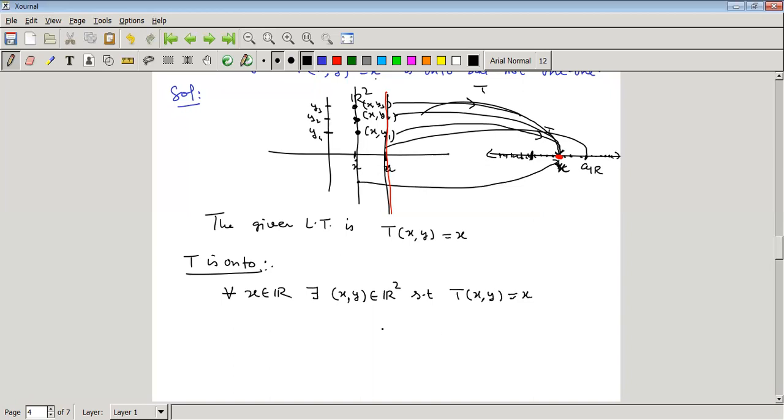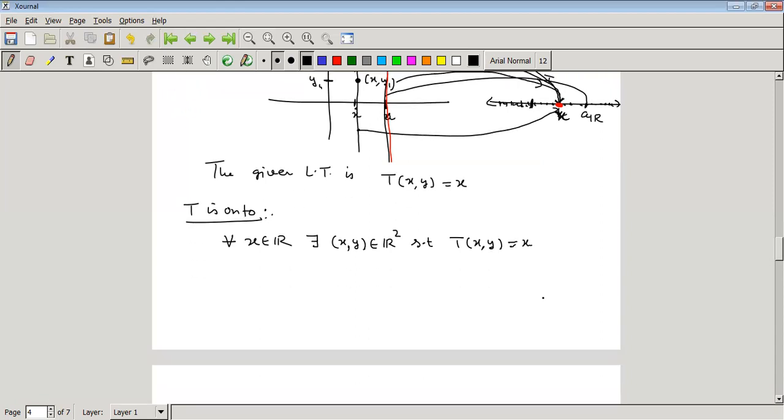So T of (x, y) equals x. This is how we define the linear transformation, right? So you give me any x in the real numbers R. We have at least one element in R2 such that T of (x, y), the image of that element, is equal to x. How can we prove this? So let us take x to be any element of R.